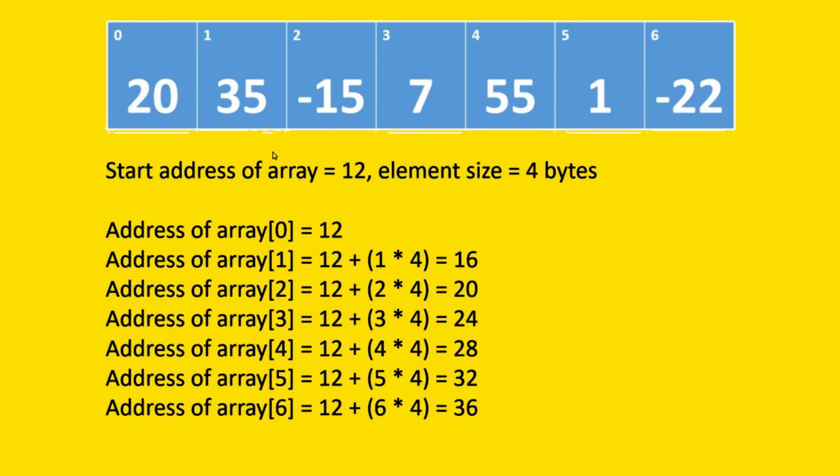So if we want minus 15, we've got to jump over 2 elements. So we're going to start at 12, and this time we're going to add 2 times 4 to it to get 20. So the minus 15 will start at 20. If we want to get to the 7, we've got to jump over 3 elements to get to the 7. So that's going to be 12 plus 3 times 4, and that'll give us 24, and so on.